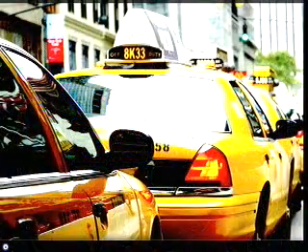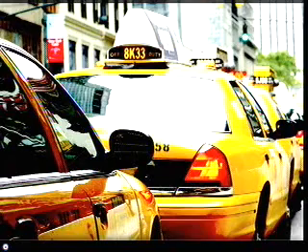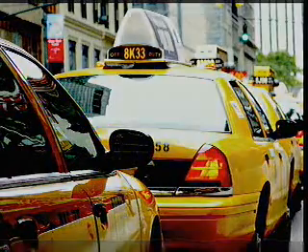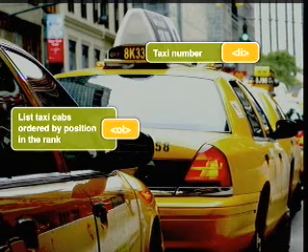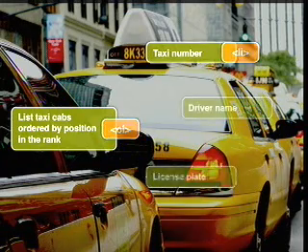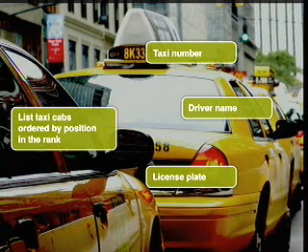What about this? A line of taxi cabs. Take a guess. Wild guess. Unordered list. Okay, so if we have taxi cabs and we're going to order them by position in the rank and the taxi number, we do, in fact, have an ordered list. But what happens if we have all this information? We have taxi cabs in order by position, the taxi number, a driver name, and a license plate. What do we do then?